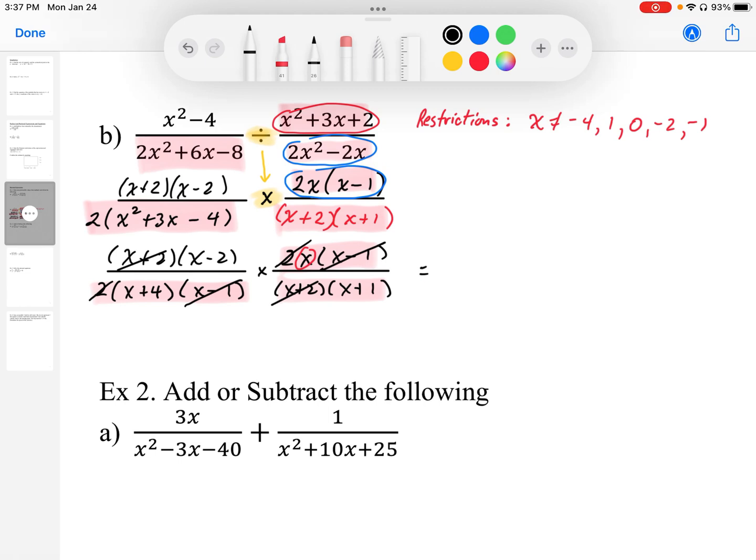So keeping track of the terms, don't forget that extra x up there. So I have an x minus 2, that's my numerator. And in the denominator, I see I have an x plus 4 that didn't cancel, and I have an x plus 1 that didn't cancel. So that's it. Now I'm going to leave my answer in factored form. There's no need to expand that out for your final answer.